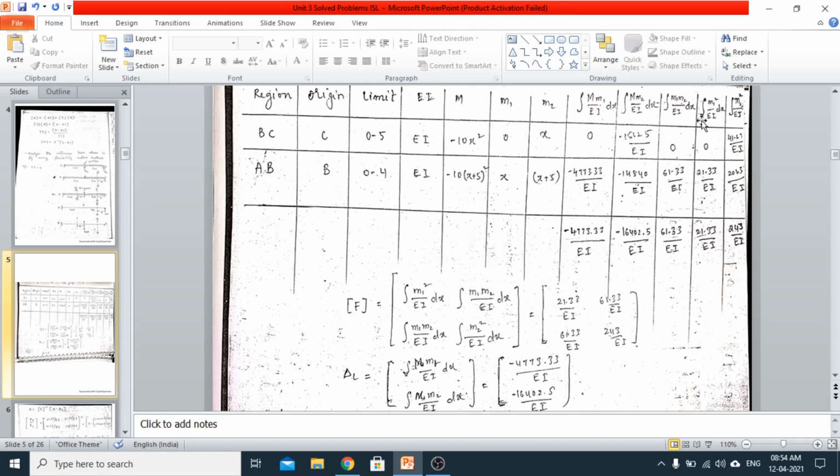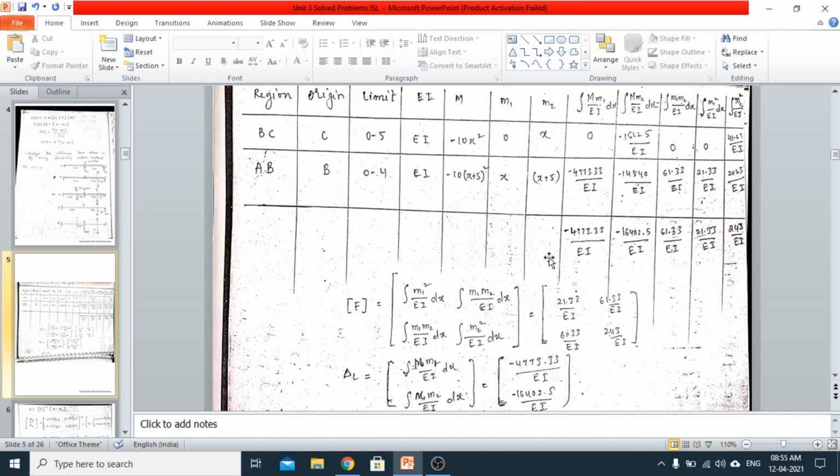Then in the next step we go for M1 squared. Integral M1 squared by EI, that is 0, so it will be 0. Then again we have x, so integral x squared, limit 0 to 4, you will get 21.33. Similarly, we have M2 squared, integral x squared, limit 0 to 5, you'll get 41.69. Similarly, if you do the same thing over here, you'll get this value. Once you get all the values, we do the summation over here.